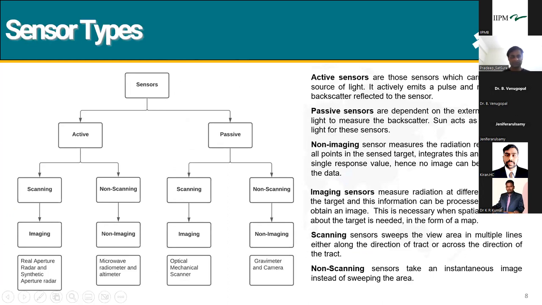Here we can see the sensor side. Sensors are, again, of two types: one is active and the other one is passive. In active, there are also two kinds of sensors, scanning and non-scanning, and on the passive side also scanning and non-scanning. What is the basic difference between the active sensor and the passive sensor? The basic difference is that active sensors have their own source of light, which means these active sensors can take pictures at night time also. But passive sensors use an external source of light. So whatever light is coming from the sun and whatever backscattering is coming from a feature, those are the things they capture. This is the basic difference.